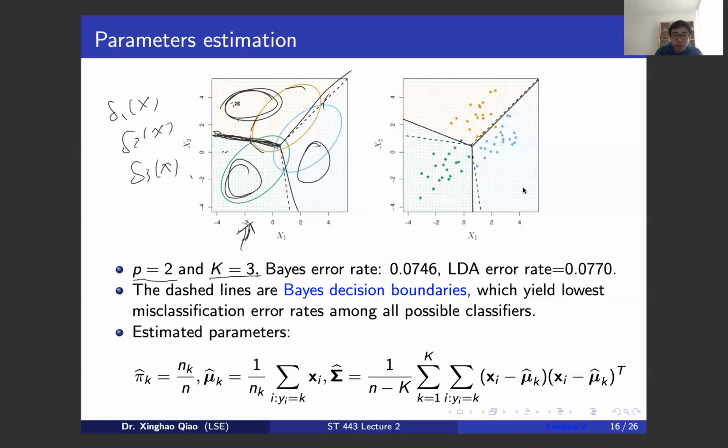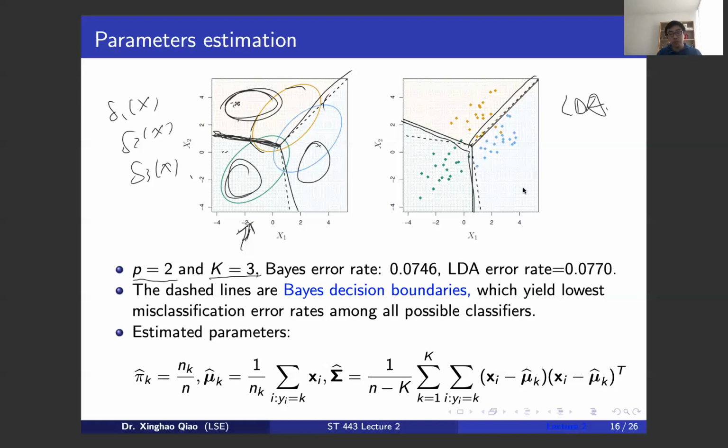And now we simulate our data, we generate our data, and by applying LDA, you can get an estimated decision boundary. Okay, so you can see that the estimated decision boundary is quite similar to the true decision boundary, which is the Bayesian decision boundary. And then we can calculate the Bayesian error rate. Remember, the Bayesian error rate is the error rate that you can never go lower than, because this is around 7.46%. Okay, but if you use the LDA approach, you get a relatively larger error rate.